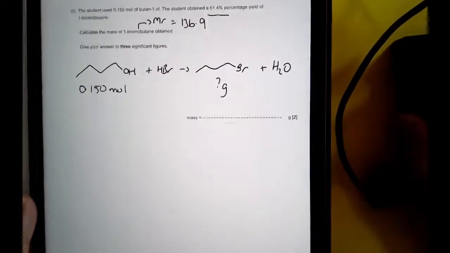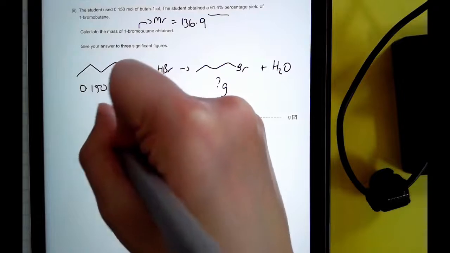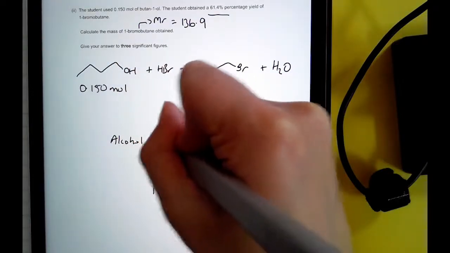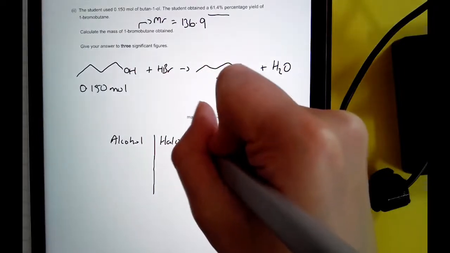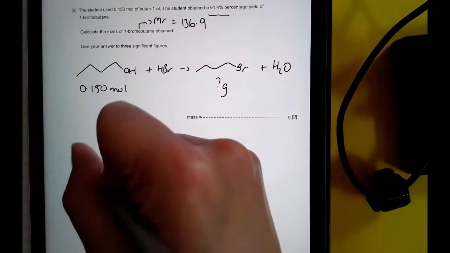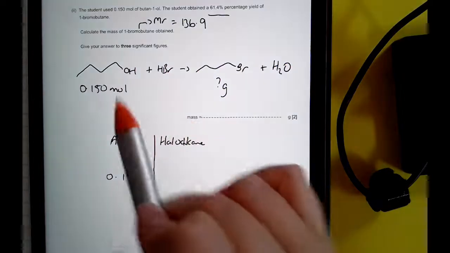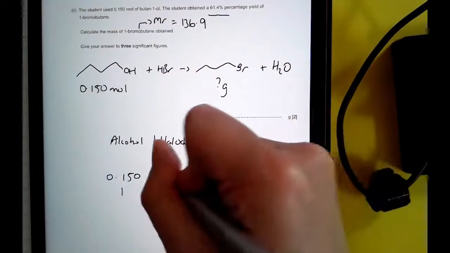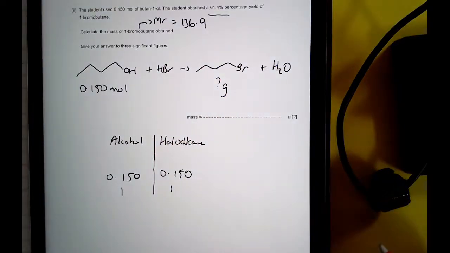So again, what I'm going to do is I'm going to draw out my moles table, and I've got my alcohol, I'm just going to write it as alcohol, as my reactant, and I've got my haloalkane as my product. And in this case, you don't even have to work out the moles of the alcohol because they've told you the moles straight off, so 0.150. I can see from my balanced equation that the ratio between them is 1:1, which means if I start with that number of moles of the alcohol, I should also produce that number of moles of the haloalkane.